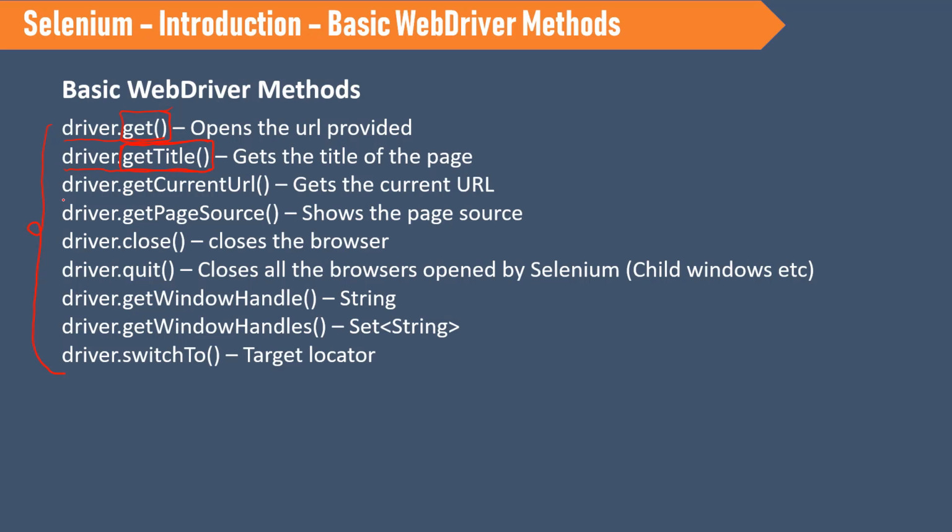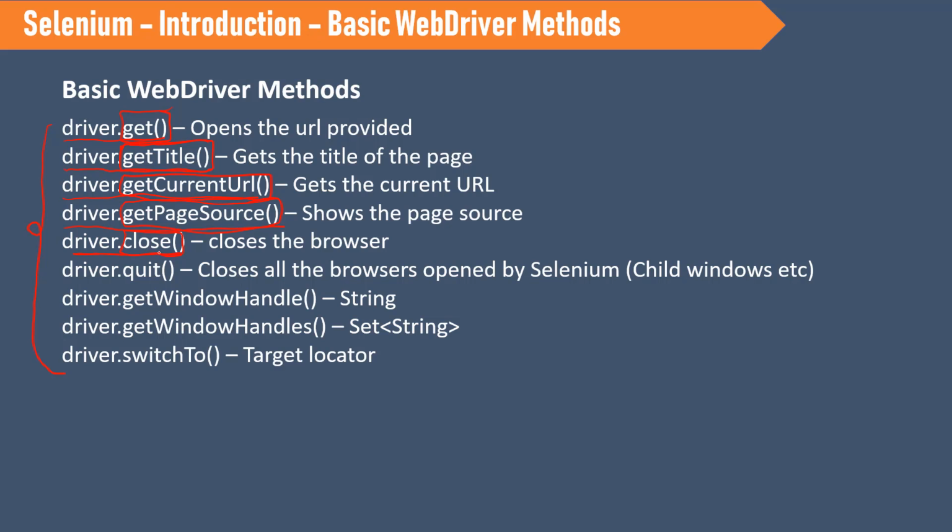And the next one is driver.getCurrentUrl. From the name itself, you can see that we can get the current browser URL. Next one is driver.getPageSource. You can get the page source using this method. Next one is driver.close. Using this method, you can close the browser that you have opened.